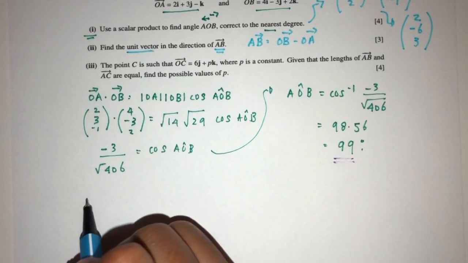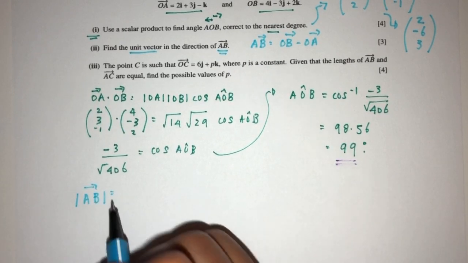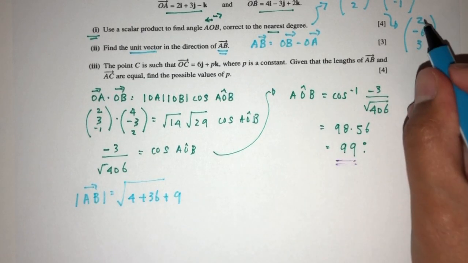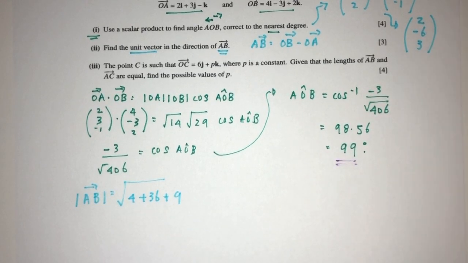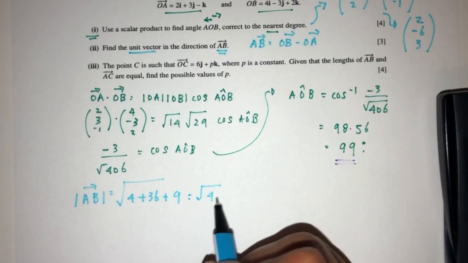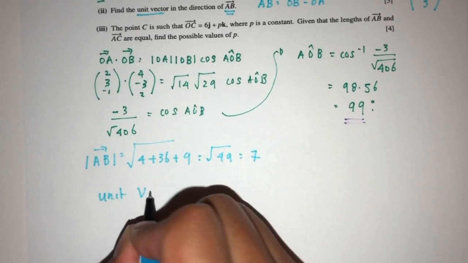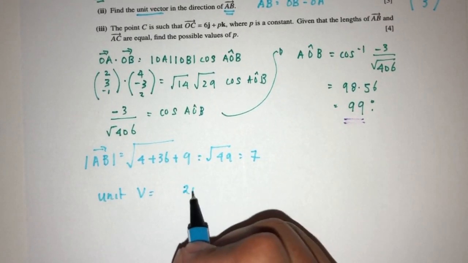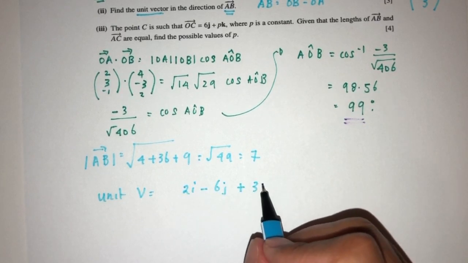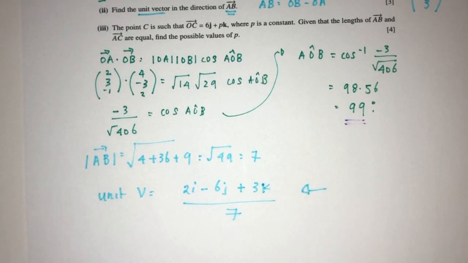Now for the unit vector we have to divide by the magnitude. So what is the magnitude of AB? That should be root of 4 plus 36 plus 9. We have to square those values. 4, 36 and 9. So 4 plus 36 plus 9 should be 49. And that is 7. So the unit vector in the direction of AB will be, AB is 2i minus 6j plus 3k divided by 7. That should be the unit vector in the direction of AB.